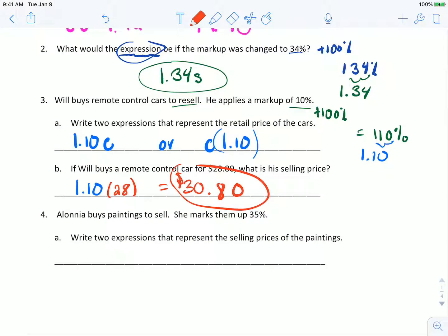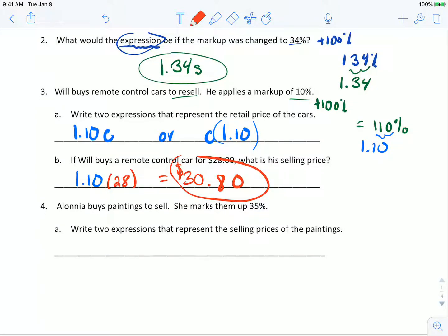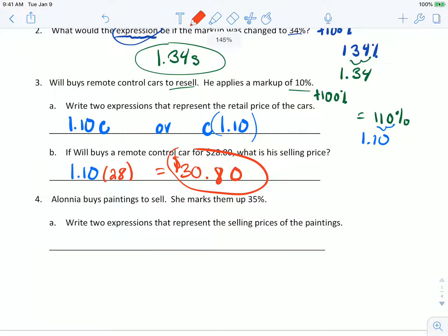Number 4, Alania buys paintings to sell. She marks them up 35%. Okay? Write 2 expressions that represent the selling price of the painting. So 35% plus 100%, she's going to be selling it for 135%.